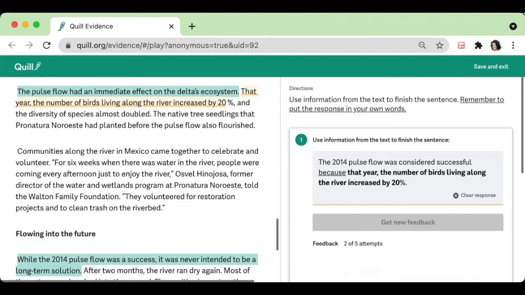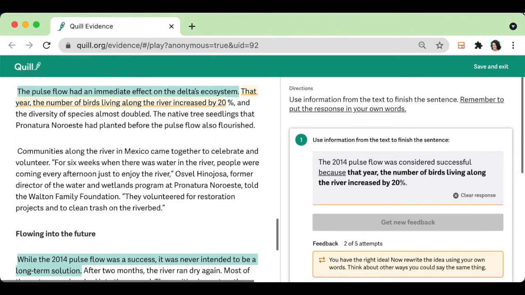They'll click Get New Feedback, and they're told, you have the right idea. Now rewrite the idea using your own words. Think about other ways you could say the same thing. So this response is using strong evidence, but the sentence comes word for word from the text. So the plagiarized text is highlighted for students on the left. And now the student has the opportunity to paraphrase that idea.